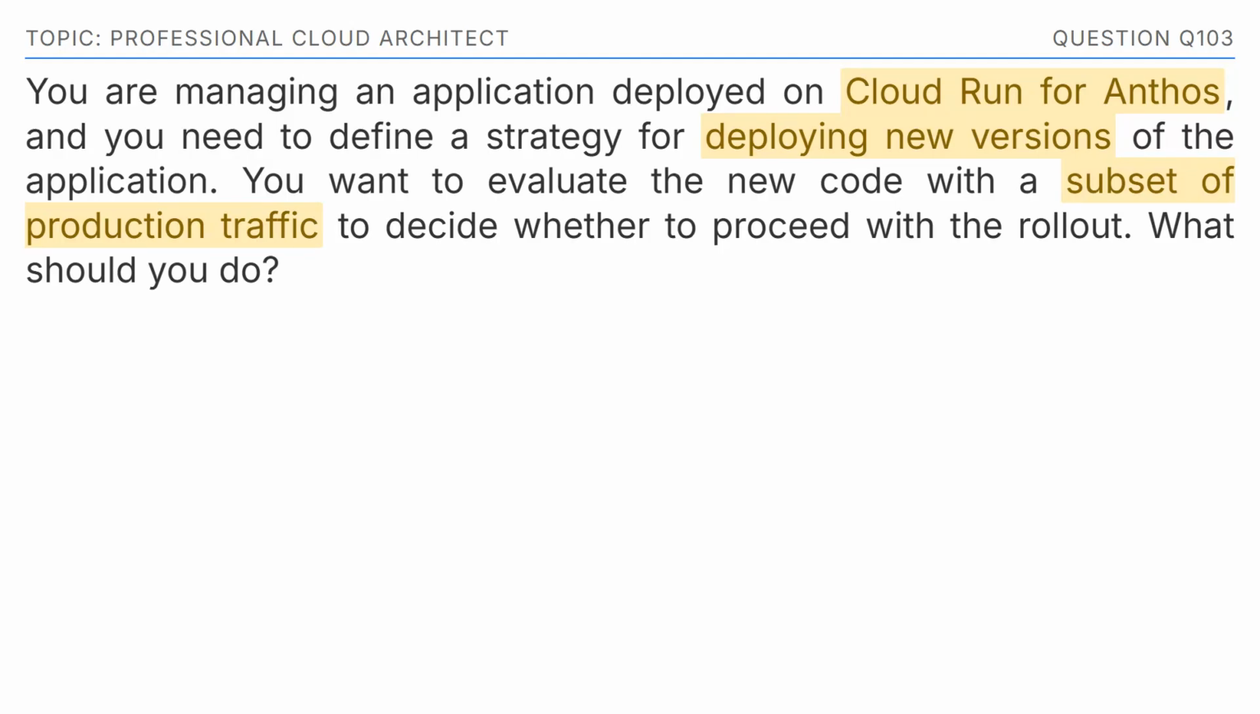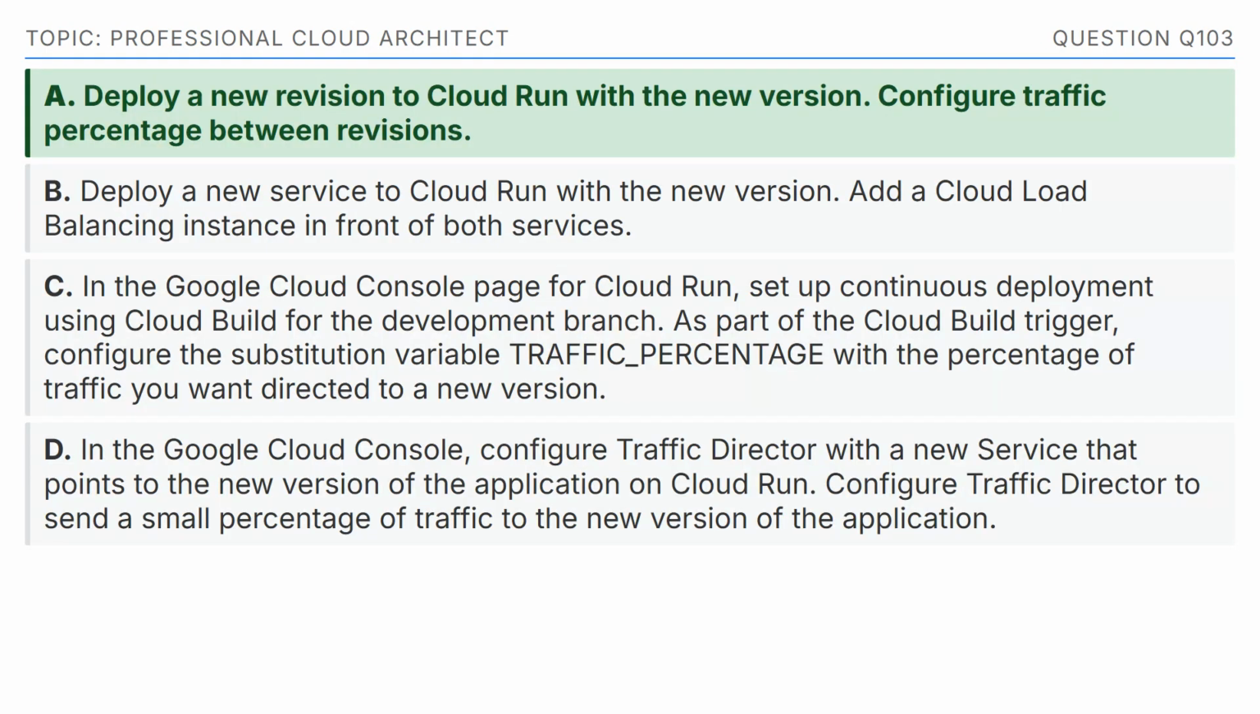To arrive at the correct answer, we focus on the keywords: Cloud Run for Anthos, deploying new versions, subset of production traffic. The correct answer is option A. Deploy a new revision to Cloud Run with the new version. Configure traffic percentage between revisions.